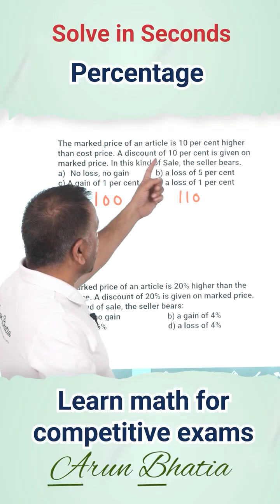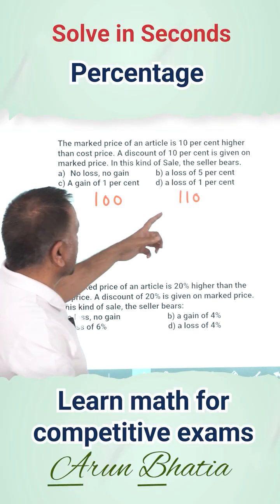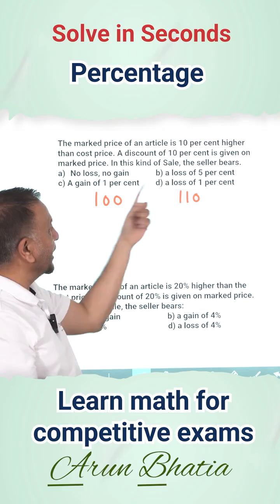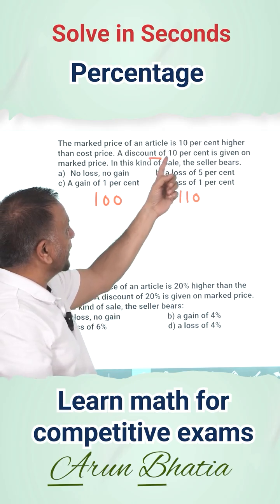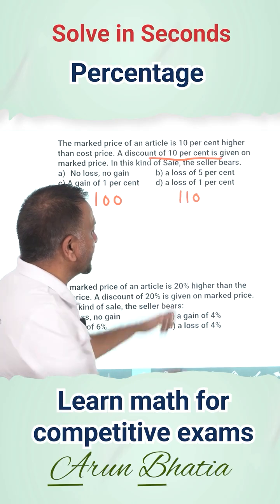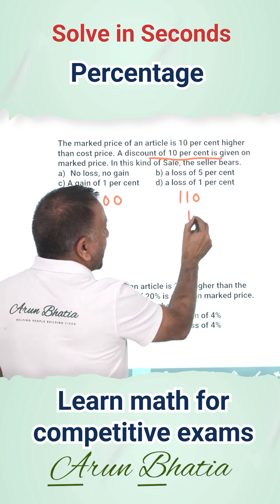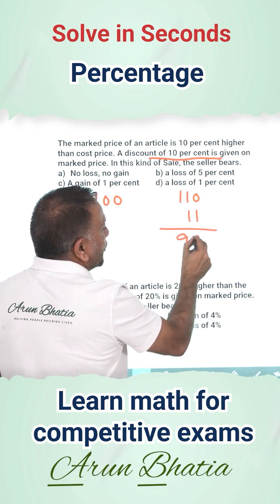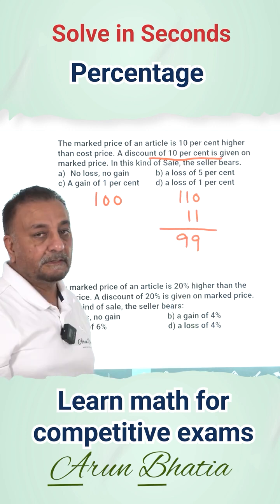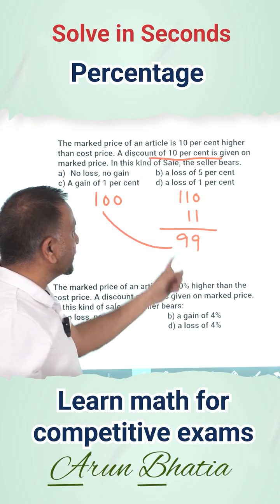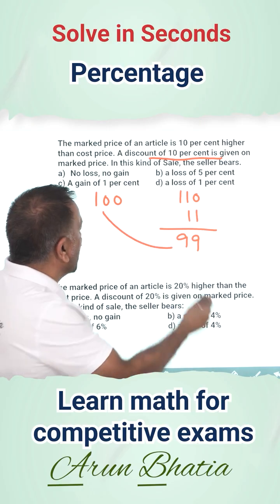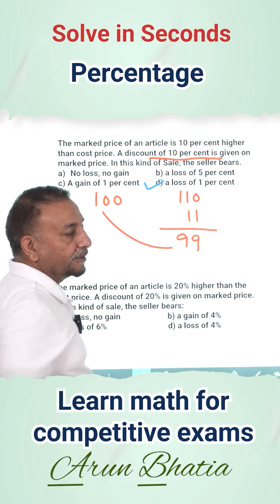The statement is like this. The marked price of an article is 10% higher than the cost price. That means this is the marked price, 10% higher than the cost price. A discount of 10% is given on this. What is 10% of this? 11 is the discount. That means now you are left with 99 rupees. So that means the loss is how much? 1%. This is the loss of 1%.